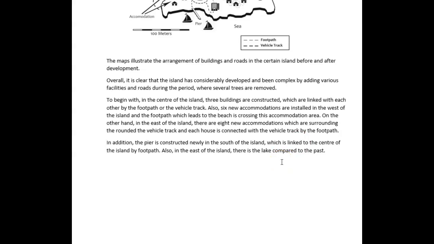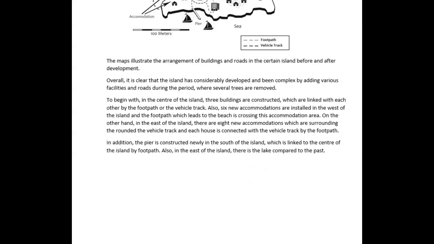In addition, the pier is constructed newly in the south. Awkward. Again, it's as if you're saying the pier is constructed now, and you don't mean that. So, in addition, the pier has been constructed in the south of the island, which is linked to the center of the island by footpath. Also, in the east of the island, there is a lake compared to the past. All right, that's a little awkward.